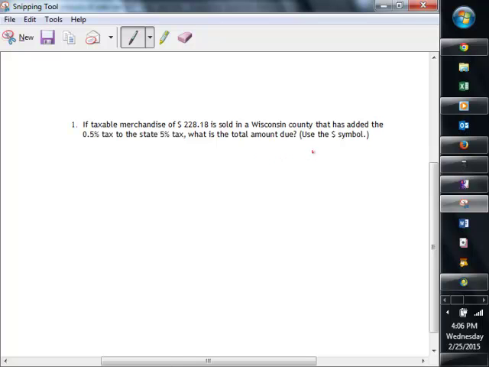In these types of problems, there are three numbers that we know or are looking for. L is the total amount. X is the tax. We use X for tax and L for total because both words start with T, and then M is the amount of merchandise.